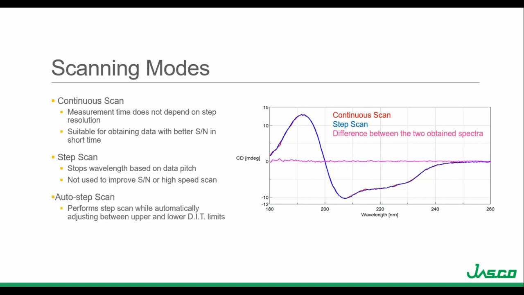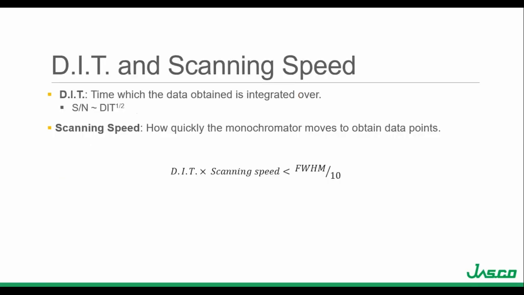And the auto step scan mode performs a step scan while automatically adjusting the digital integration time to obtain a constant signal to noise ratio by specifying upper and lower DIT limits. The figure on the right shows a continuous and step scan overlaid in red and blue respectively, and the difference between the 2 spectra is shown in pink. So you can see that there's virtually no difference between the 2 scans if the correct measurement parameters are selected. Now I'm going to explain how to choose those correct parameters, but going forward, I'm going to assume that we have selected the continuous scan mode.